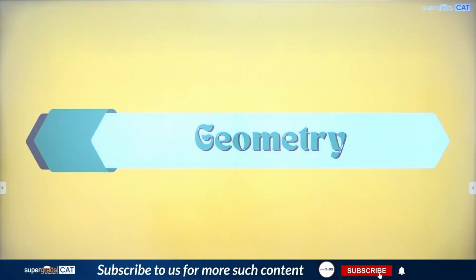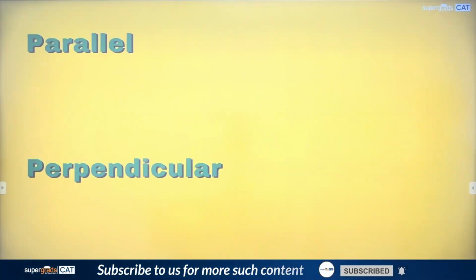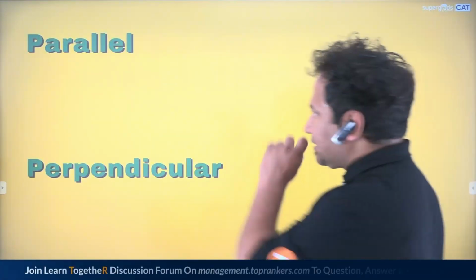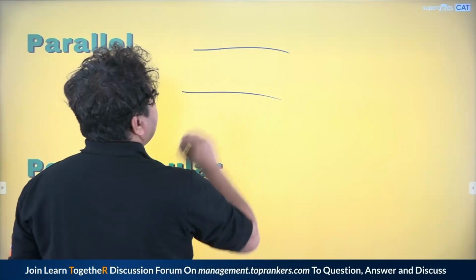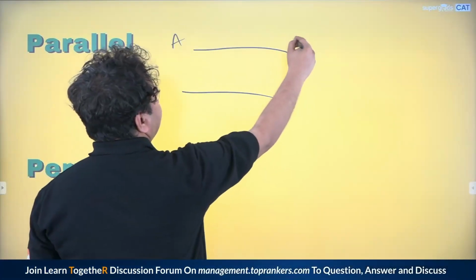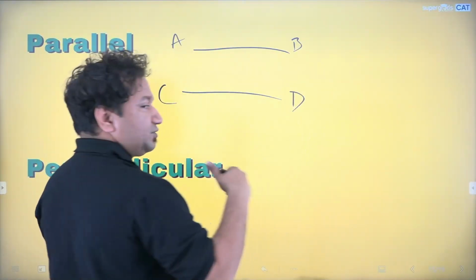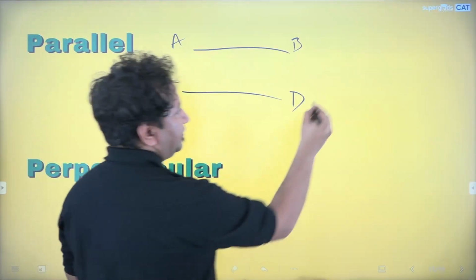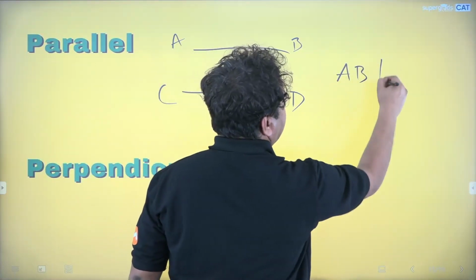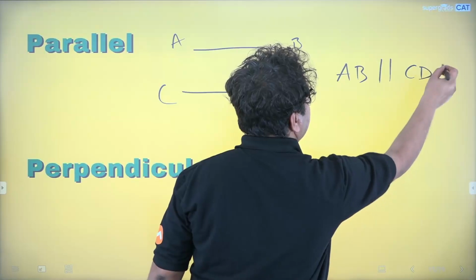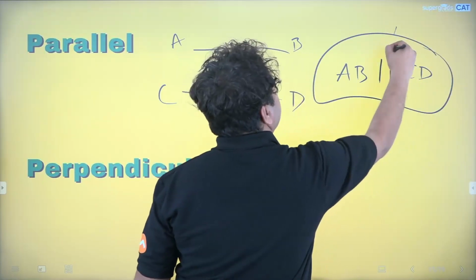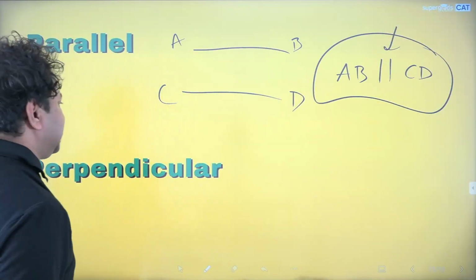Now coming to a few symbols used in geometry. Parallel. Two lines are parallel like this. Let's say the lines are called AB and CD. To tell people that they are parallel, we write AB, then two vertical lines, parallel to CD. This is the symbol for parallel lines.